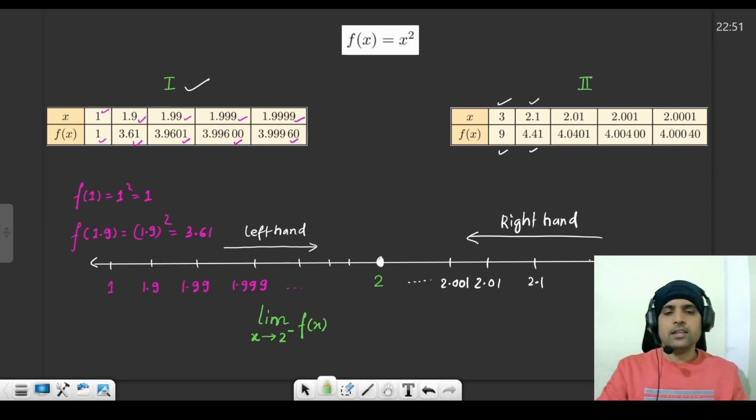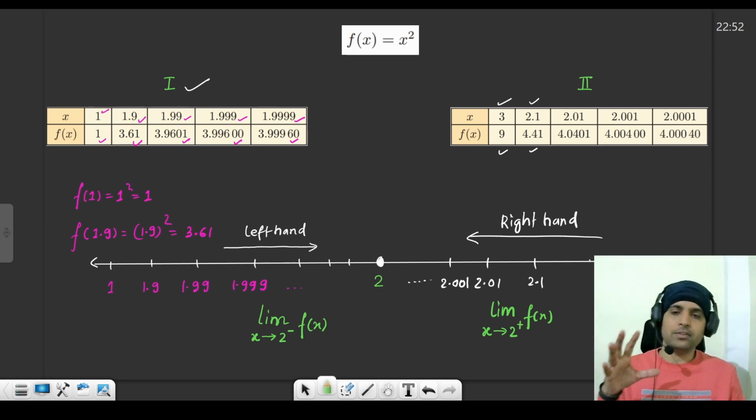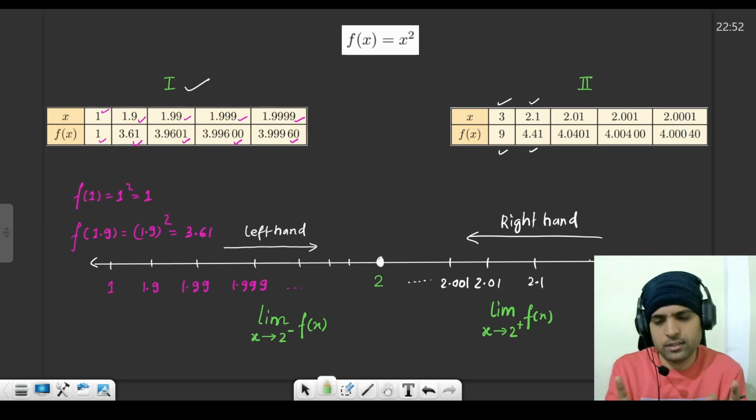In the same way, for the right hand side also I can write limit of f of x. I am calculating the limit of f of x such that x is reaching 2 from the right hand side. Can you guess how to represent that? Correct, plus. So I am reaching from the right hand side, and I was reaching from the left hand side. Now what is happening here?